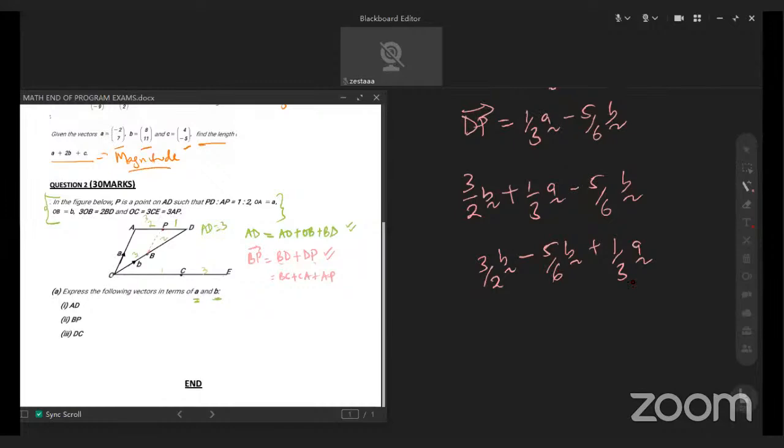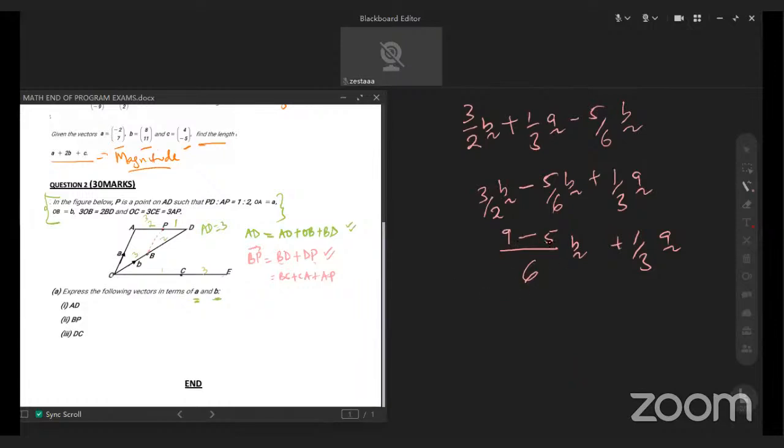So meaning from here, when we get our LCM of 2 and 6, what will the LCM be? LCM of 2 and 6. Okay. So it will go into the 3 times, that will be 9 minus 5. This will be B. Then plus 1 out of 3A. So at the end of it all, this will be 9 minus 5, which is 4 out of 6B plus 1 out of 3A.